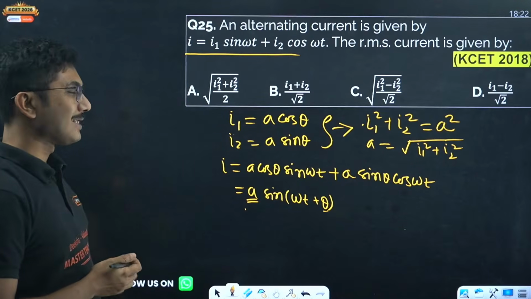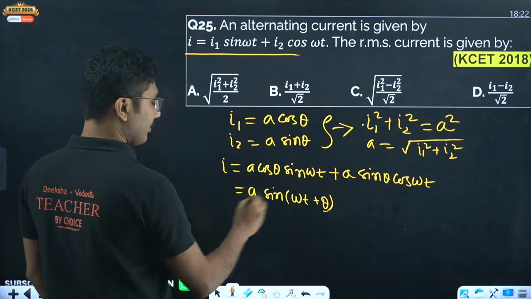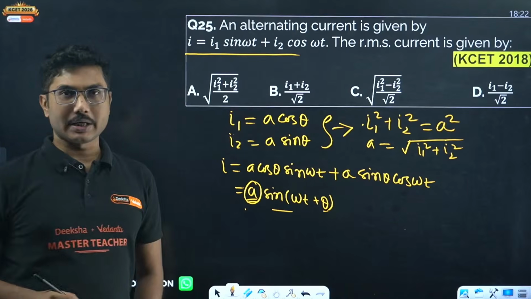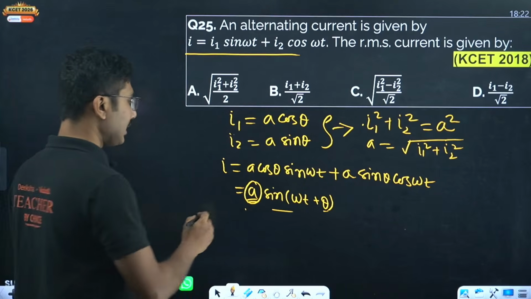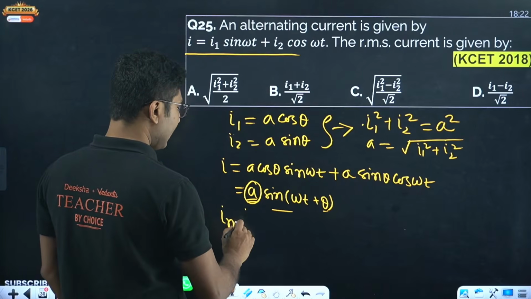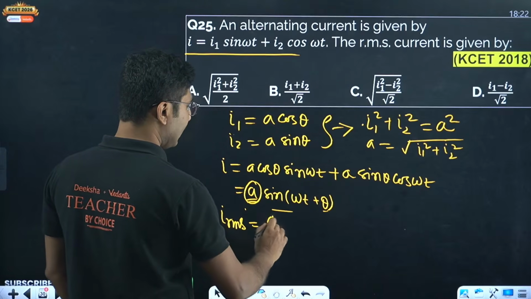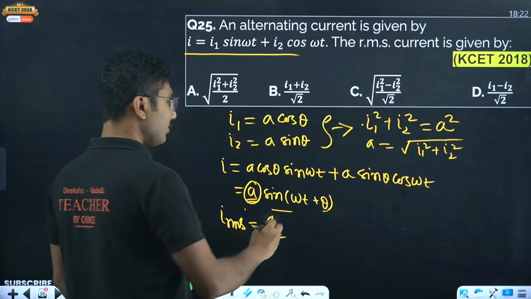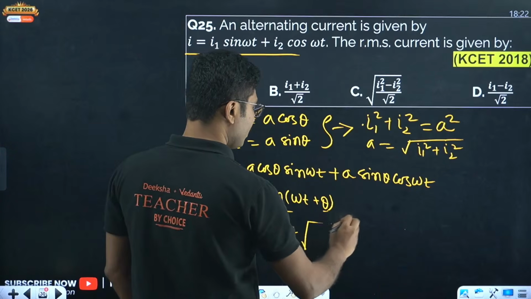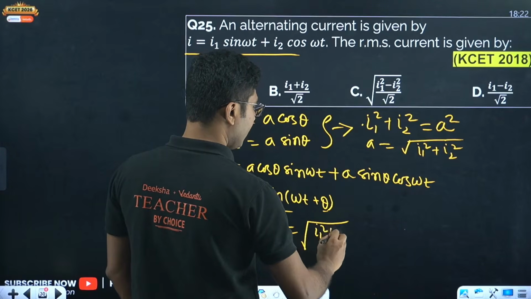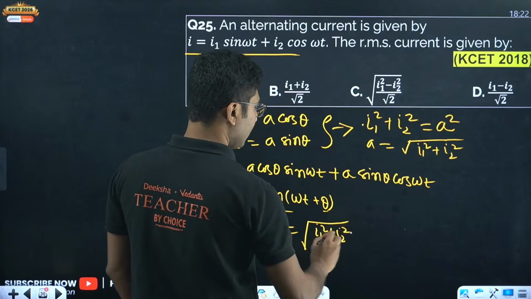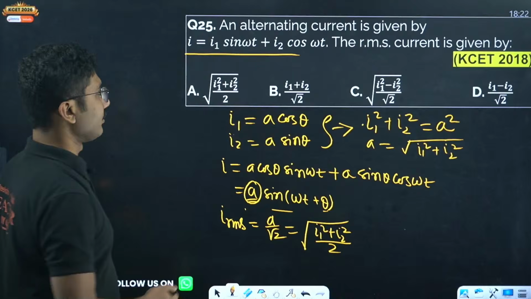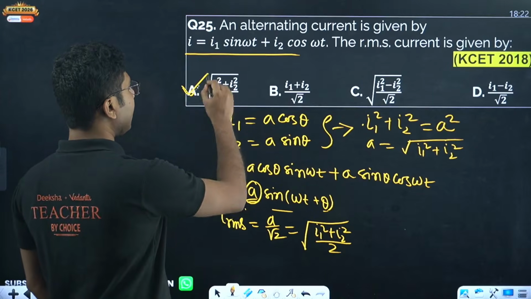Okay, now this is the final current, right? So that means this must be the amplitude of the current. This represents the amplitude of the current. So what is the RMS current? RMS current will be A divided by root 2. That means it will be the square root of I1 square plus I2 square, divided by 2, whole square root. Okay, it will be the whole square root. So the correct answer is option A.